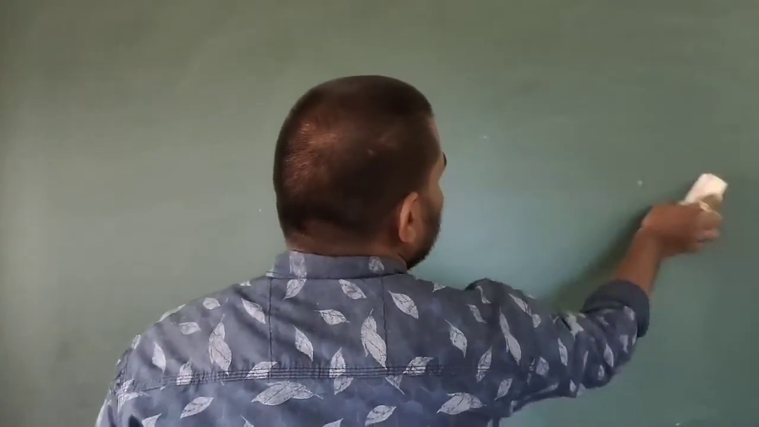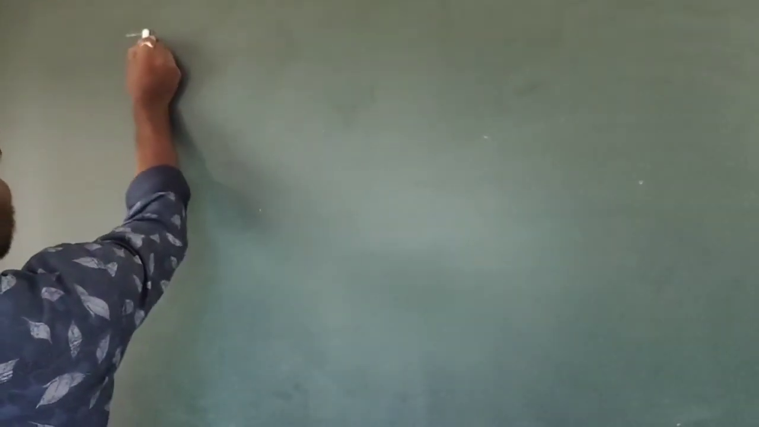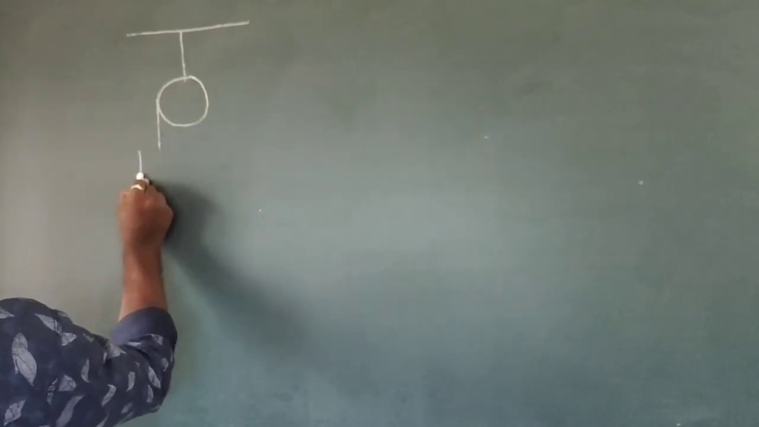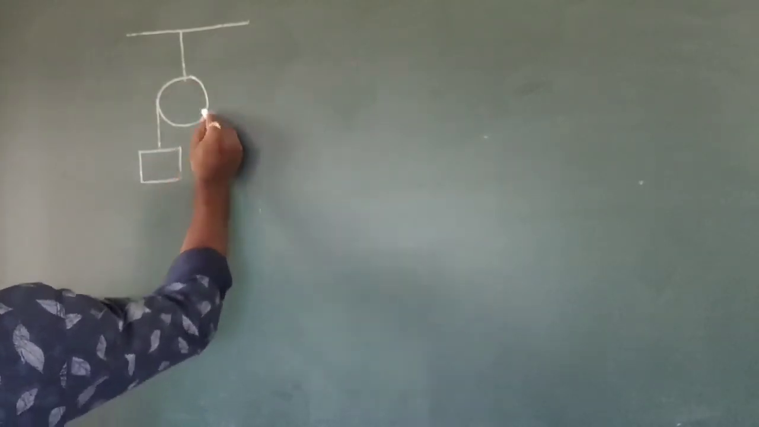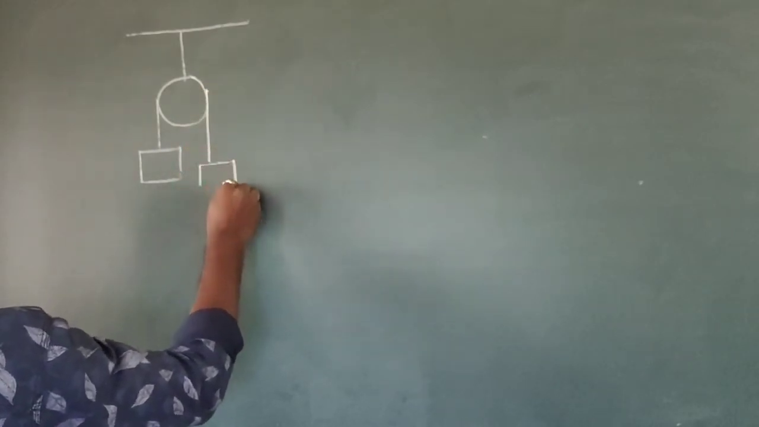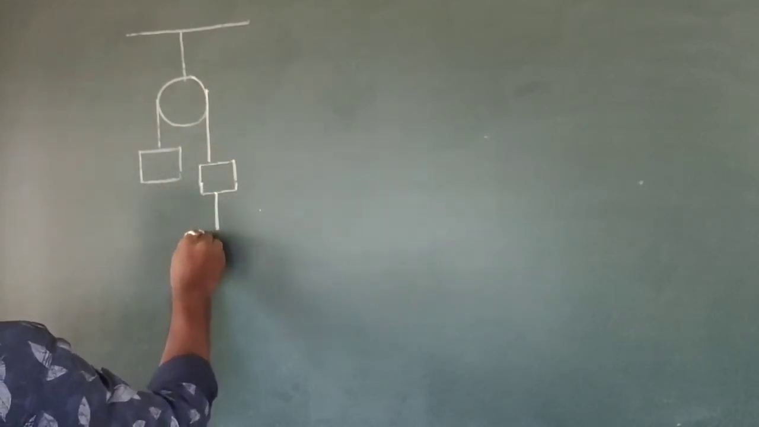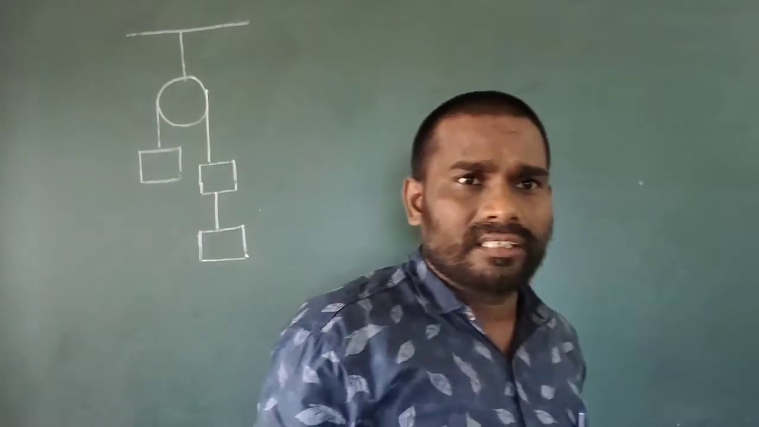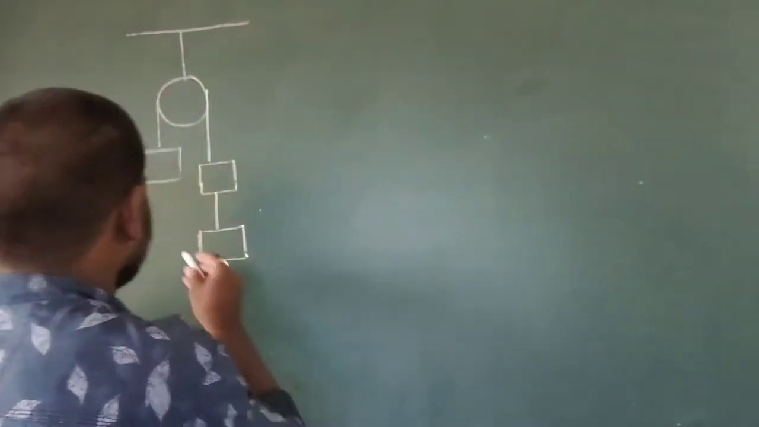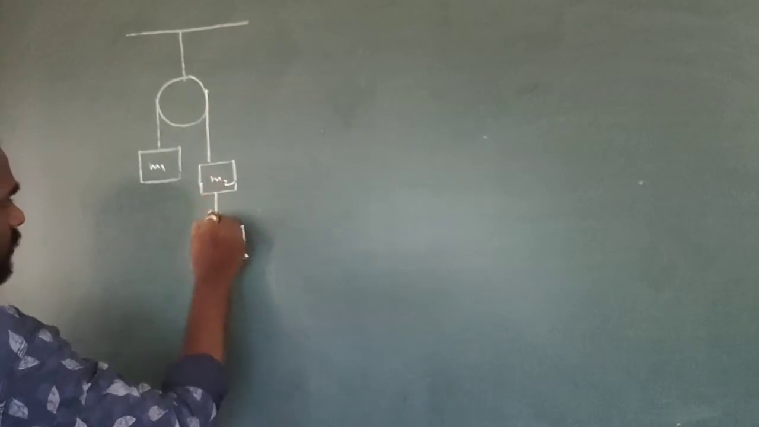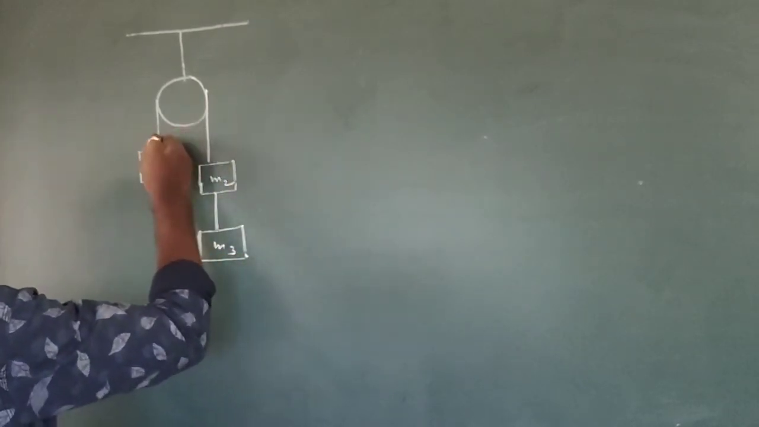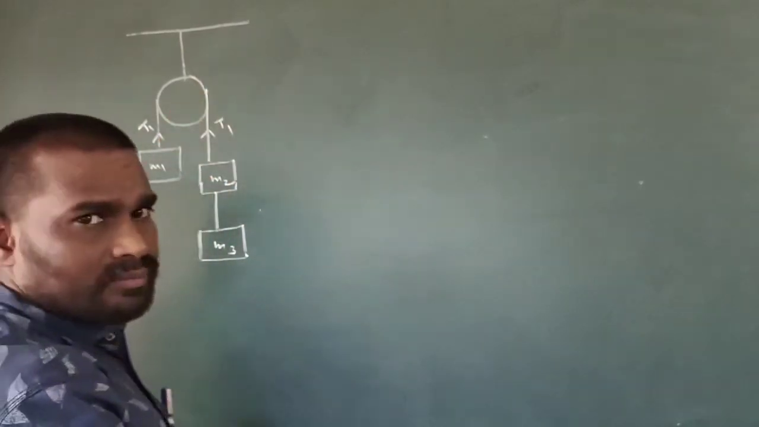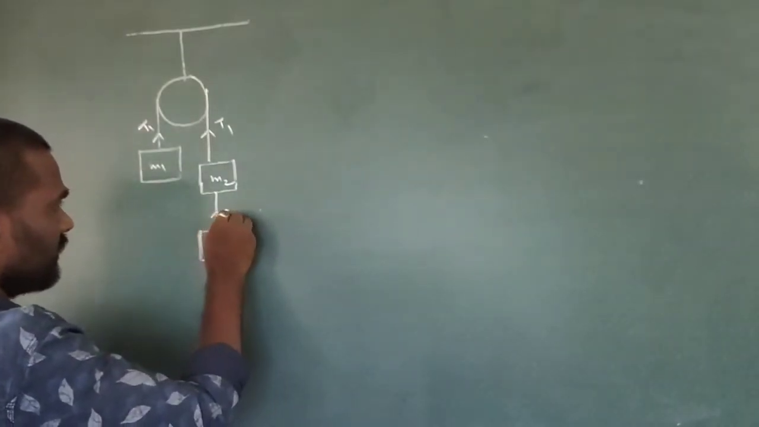And the third one is: here three bodies are connected with a string with the help of a pulley. This is mass m1, this is mass m2, this is mass m3. In this, the tension force is T1, because these two bodies are connected with the same string. Here the tension force is T2.